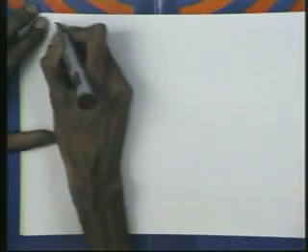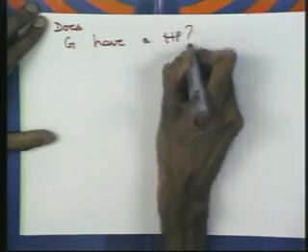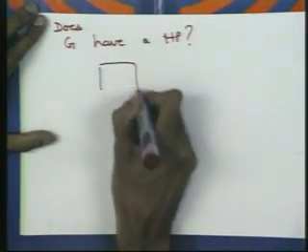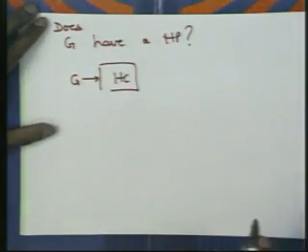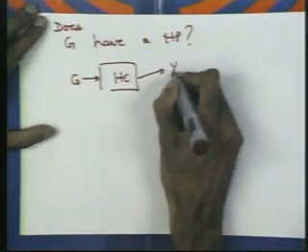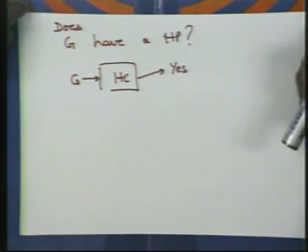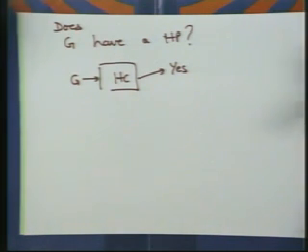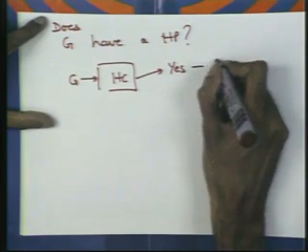So, does G have a HP? This is the question. I feed G into HC. There are two cases. This fellow can say yes, and what do you think we can conclude? If it has a Hamiltonian cycle, does it have a Hamiltonian path? Well, absolutely. It must have a Hamiltonian path. So if HC says yes for G, you're done. Great.